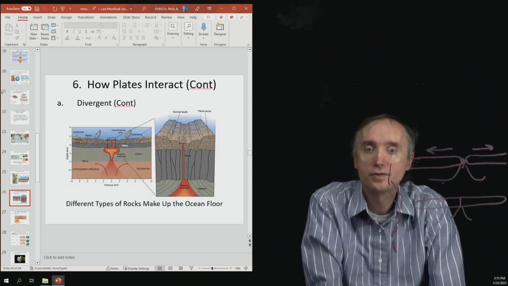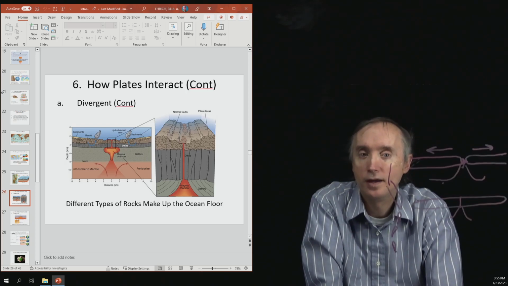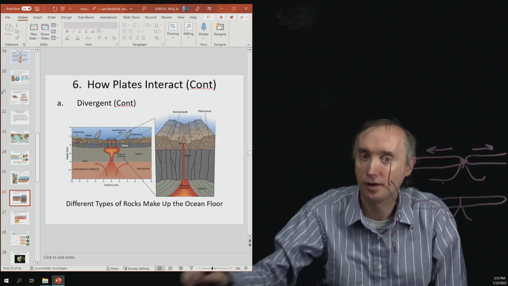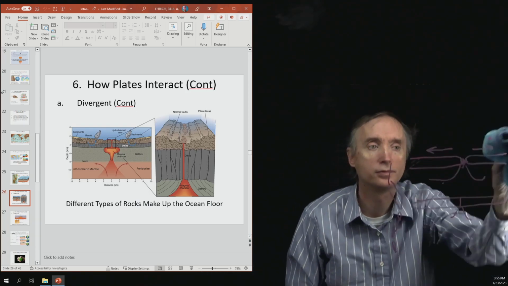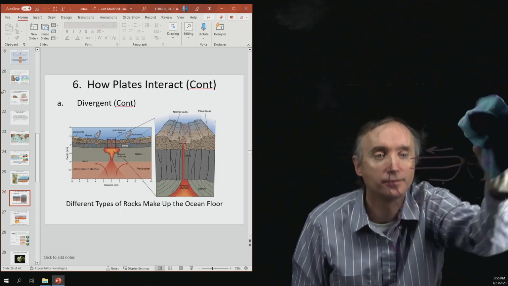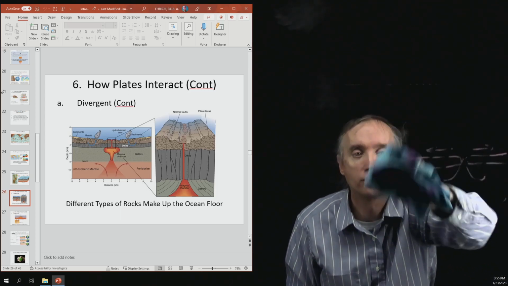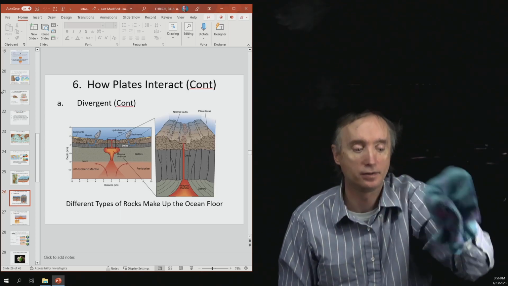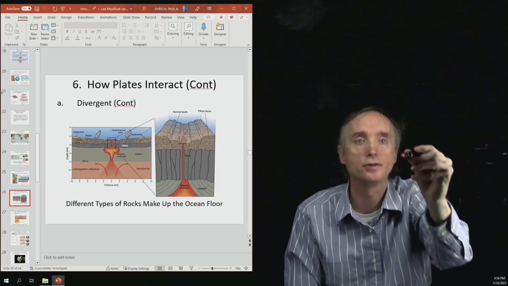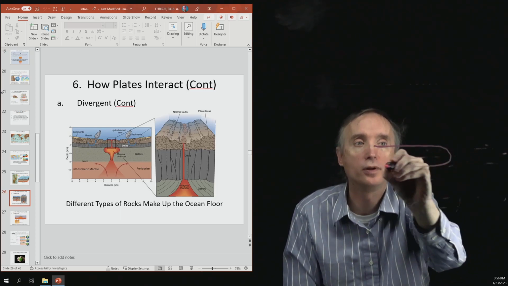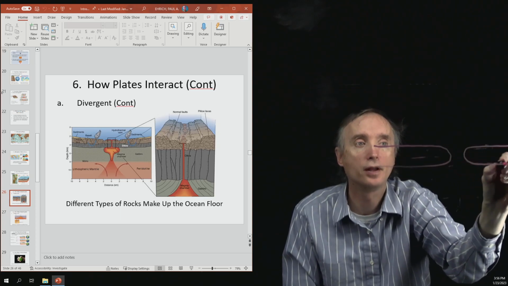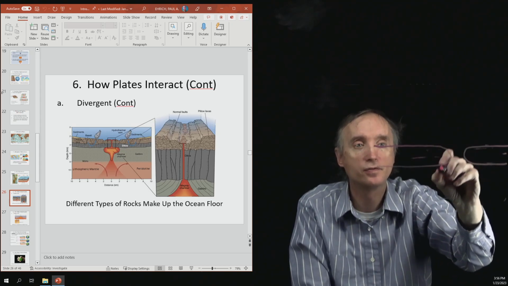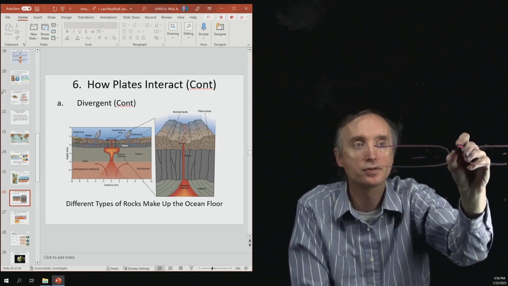Okay, another thing is different types of rocks make up the ocean floor. So in that picture there, let's erase this and look at this in a little bit more detail. We need a bigger version of this spreading center here. So again, here is one plate, and over here is the other plate. Okay, so you've got material from the asthenosphere, and it's coming up and filling in this crack.